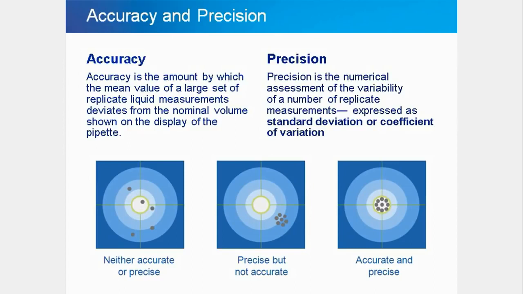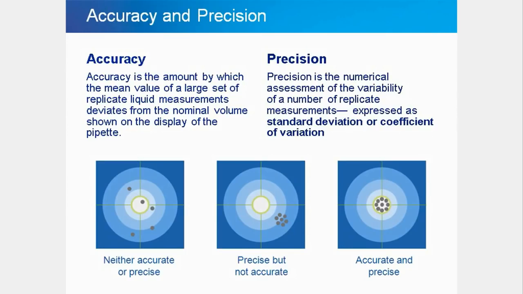The 3 images of targets demonstrate the concepts of accuracy and precision. Imagine that each shot on target is like an attempt at pipetting, and the bullseye is the target volume. The image on the left, neither accurate nor precise, means the results are scattered haphazardly. The image in the middle, precise but not accurate, means all the results are close to each other, but shifted together away from the goal. The image on the right, accurate and precise, of course means all the results are clustered around the bullseye.